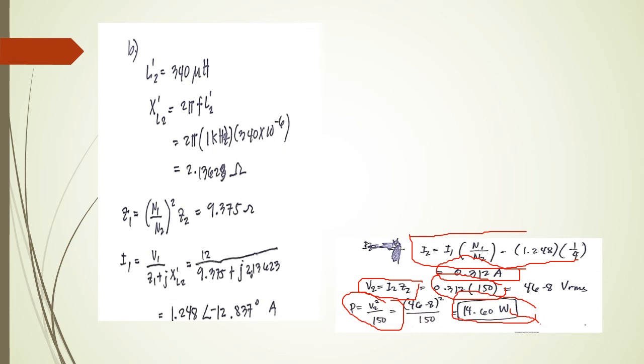So to find the power that is dissipated by the 150 resistor, we have the same formula as earlier because we got V2. So plug in V2, result squared, then all over 150, then we get the power that is dissipated by the 150 resistor, which is equal to 14.60 watt.